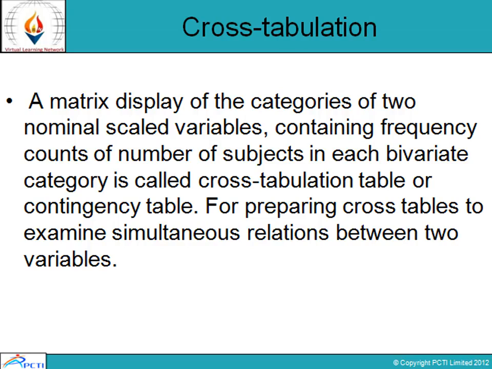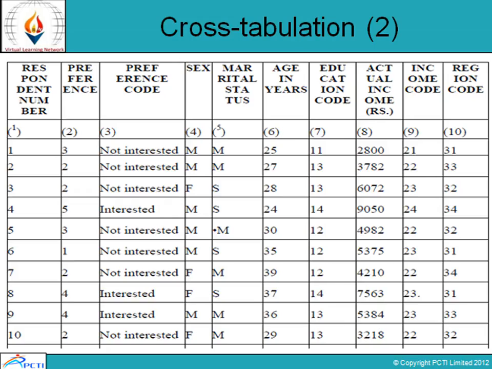Now, when we talk about cross tabulations, a matrix which is displayed in the next slide displays the categories of two nominal scaled variables. They contain the frequency count of the numbers of subjects in each bivariate category, and they are called cross tabulation table or contingency table. While preparing the cross table to examine this simultaneous relationship, a table like this would be considered.